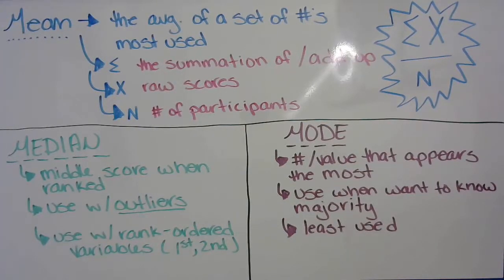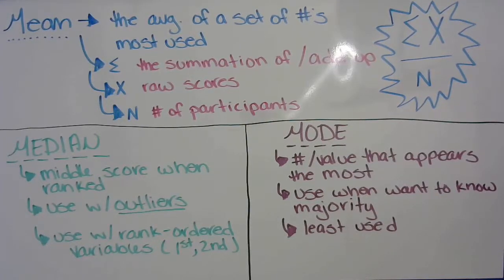We are also going to talk about the median, which is the middle score when ranked. So when you have your set of scores and you list them from lowest to highest, the median is going to be the number that's directly in the middle. This is used when you have outliers, those extreme scores that are either really, really high or really, really low and aren't necessarily similar to the rest of the scores in your set of numbers. You're also going to use that with rank ordered variables such as first, second, third, and so on.